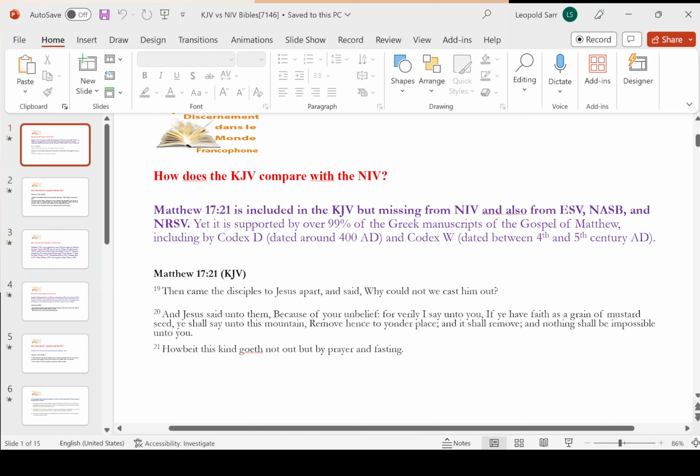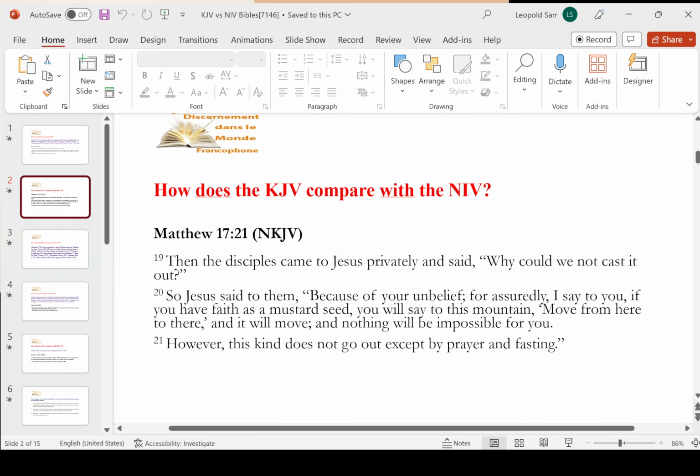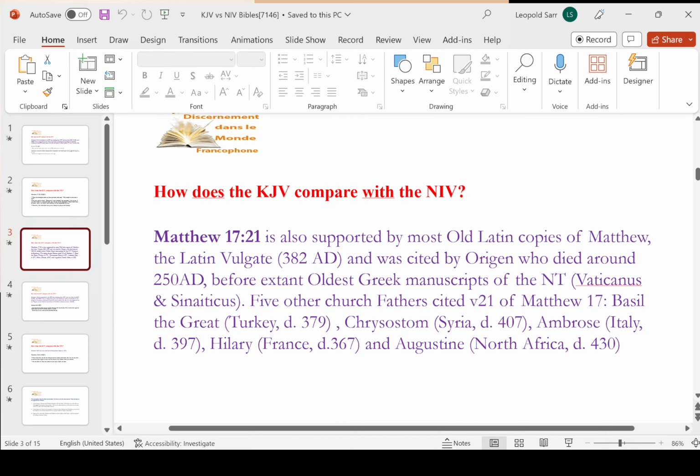We also have another witness, Codex W, Washingtonianus, which is dated between the 4th and 5th century, meaning between 300 and 400 AD, yet the modern versions of the Bible don't include it. If we look at the King James and the New King James, it has a similar translation. There is also some additional evidence that we can put forward. Matthew 17 verse 21 is also supported by most Old Latin copies of the Gospel of Matthew, and also the Latin Vulgate, which was translated by Jerome around 382 AD.